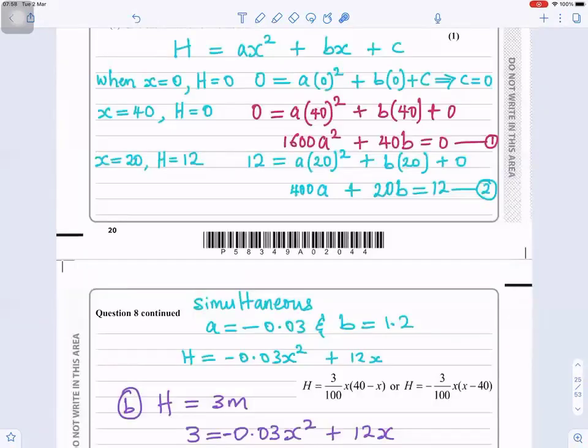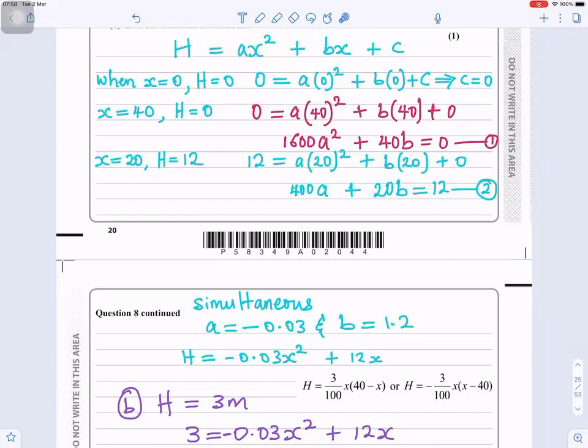So we write a quadratic equation as ax squared plus bx plus c. That's the general form of a quadratic equation. Now, we know when x is 0, h is 0. So we substitute h is 0 and x is 0. That'll give us 0 equals a times 0 plus b times 0 plus c. That means c is equal to 0.